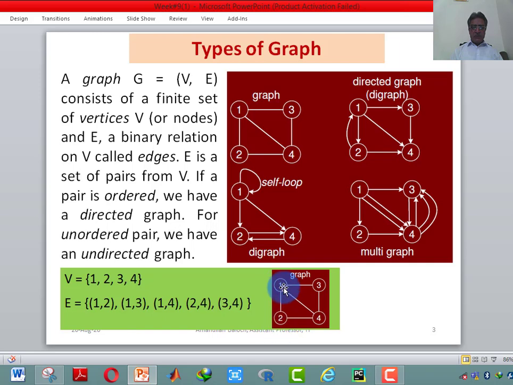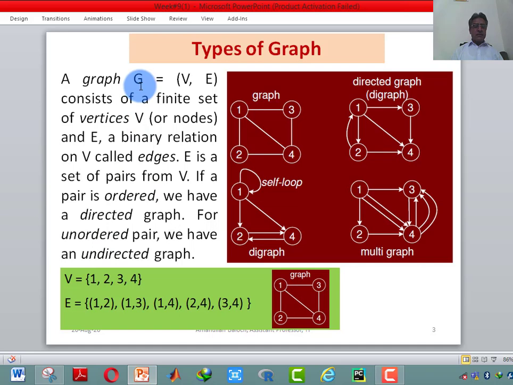1 to 2, 1 edge; 1 to 4, 1 to 3. These are the 3 edges; 2 to 4 and 3 to 4, 2 more edges, 5 edges. We represent the set of edges E as pairs: from node 1 to node 2, 1 edge; 1 to 3, other edge; 1 to 4, third edge; 2 to 4, fourth edge; and 3 to 4, fifth edge. There are 5 edges represented with the set E.